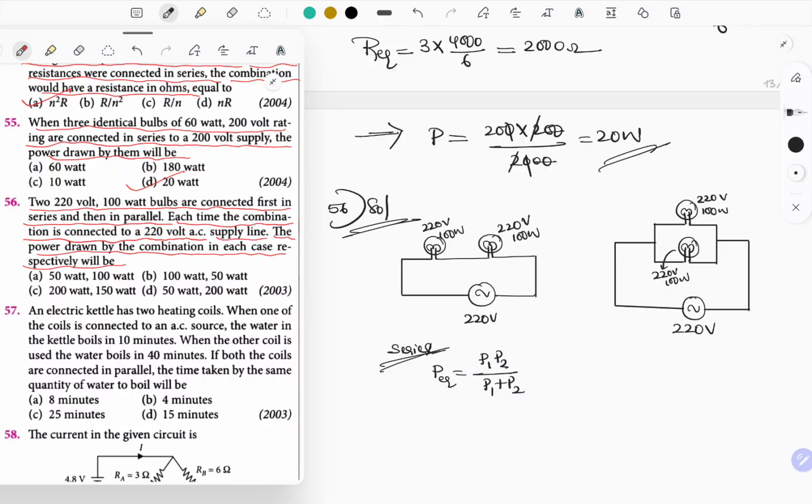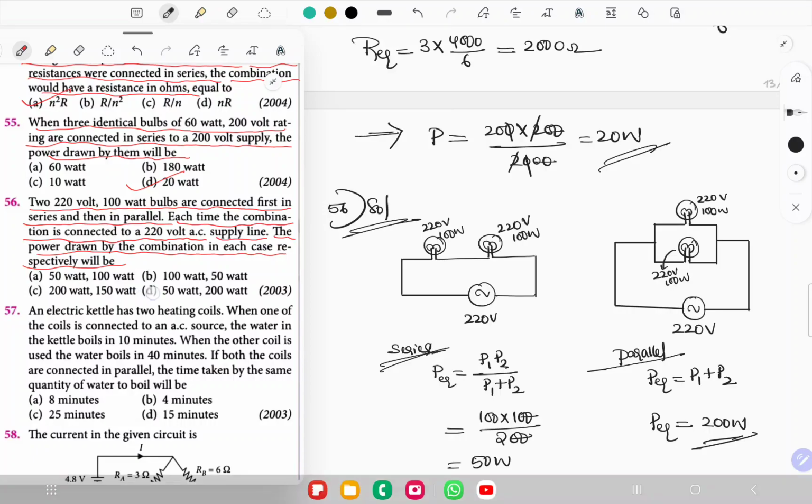It's like resistors connected in parallel. And if it is a parallel combination, then equivalent power is equal to P1 plus P2. Let's substitute. So it's going to be 100 into 100 divided by 100 plus 100, 200. Answer is going to be 50 watt. Then P equivalent in parallel combination, P1 plus P2, 100 plus 100, 200 watt. Which option? Option D is the correct answer.